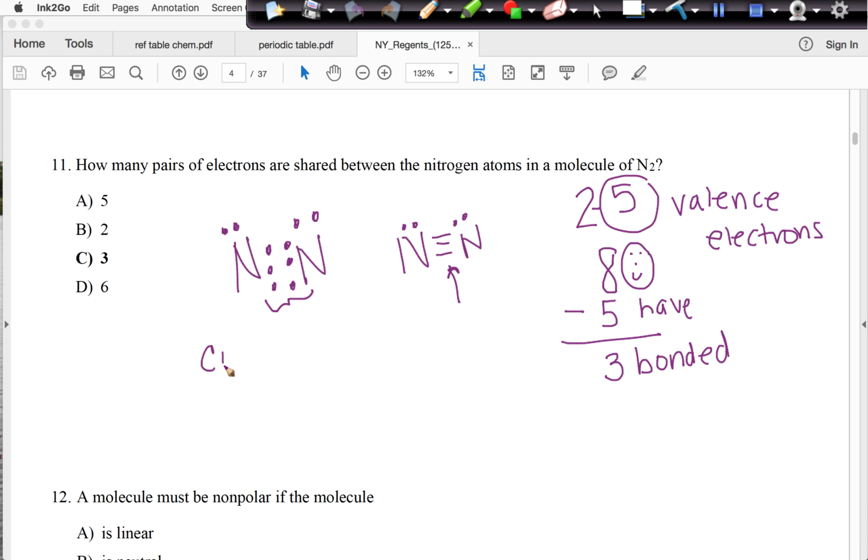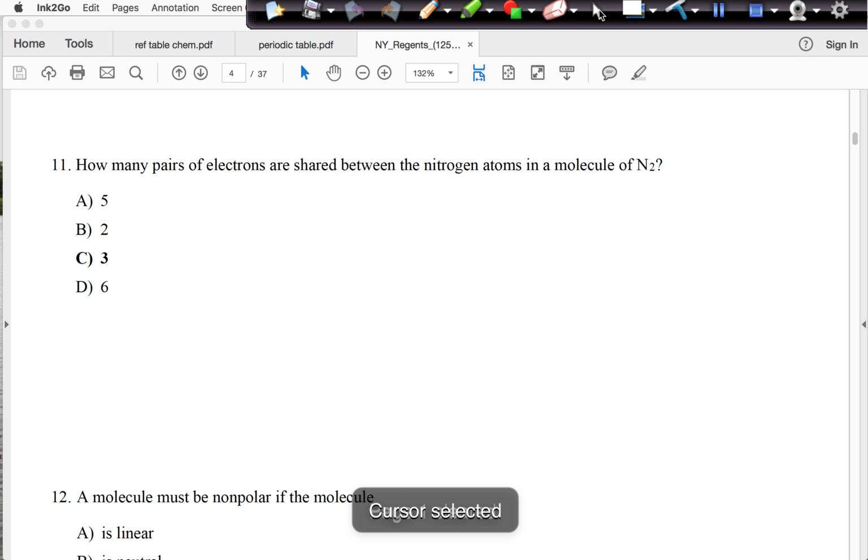This is also a covalent bond because it's 2 atoms of nonmetals, and it is a non-polar covalent bond because the electrons will be shared equally because it's atoms of 2 of the same nonmetal. They have equal electronegativity, so they have the same pull on the electrons, so they will share those electrons equally.